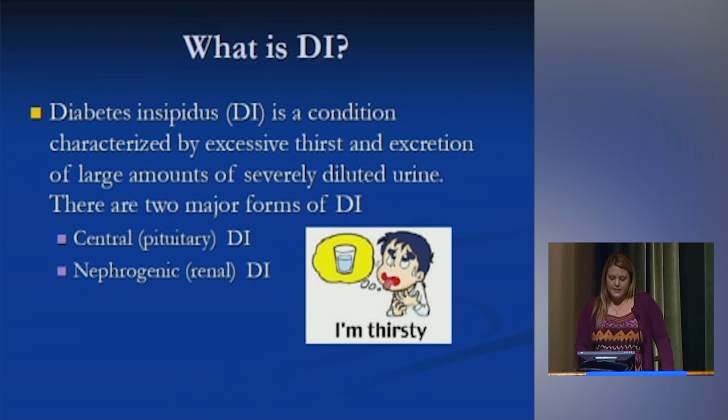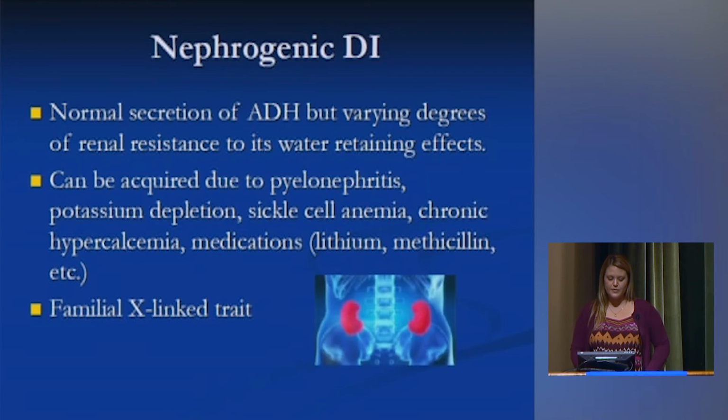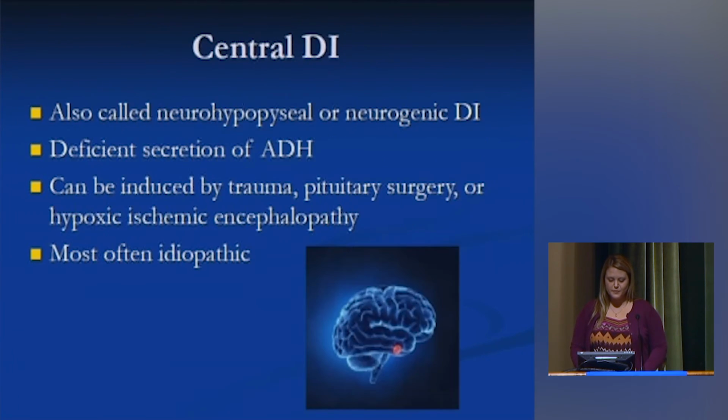And diabetes insipidus, so DI is a condition that you can characterize with excessive thirst and large amounts of severely diluted urine. There are two major forms of it: central DI and nephrogenic DI. I'm going to mainly just talk about central DI today. Nephrogenic DI, though, can be a familial X-linked trait. It can be acquired with infections, pyelonephritis. You can see it in sickle cell anemia. It's normal secretion of ADH, but varying degrees of renal resistance to the water retaining effects.